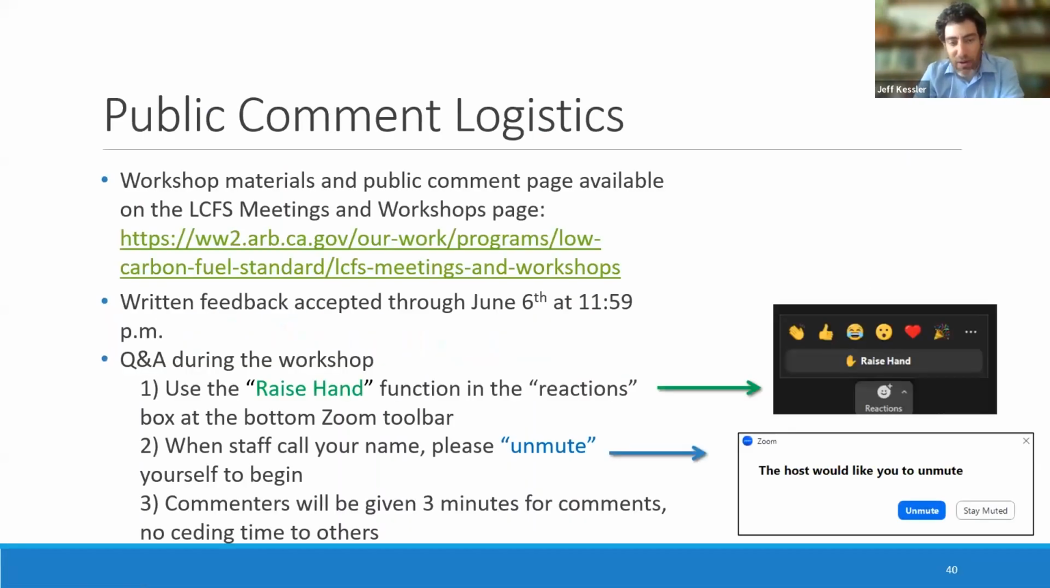So in terms of public comments, this is on Zoom. So how this is going to work is if you raise your hand, we will see attendees with hands raised. We will then call on you and we will ask you to unmute yourself. There will be a screen that shows up and you'll click the unmute button and you'll be able to talk.